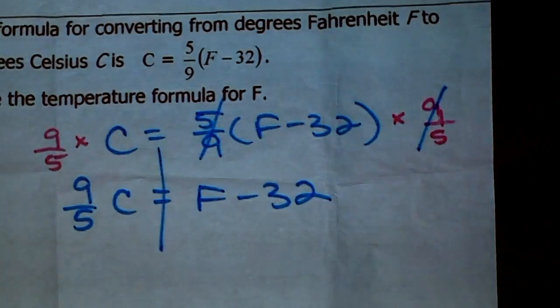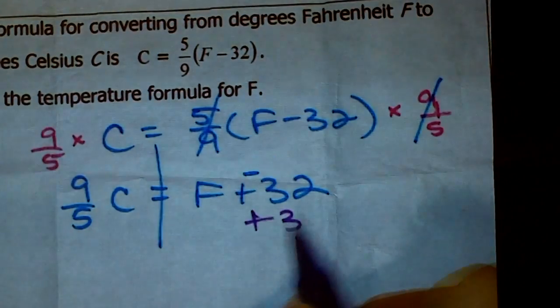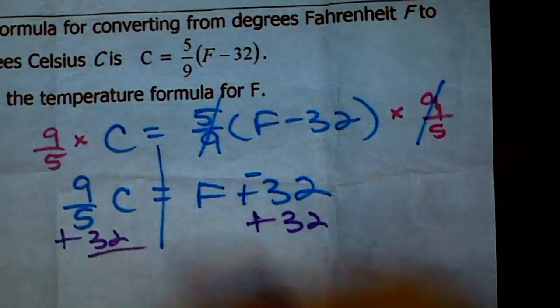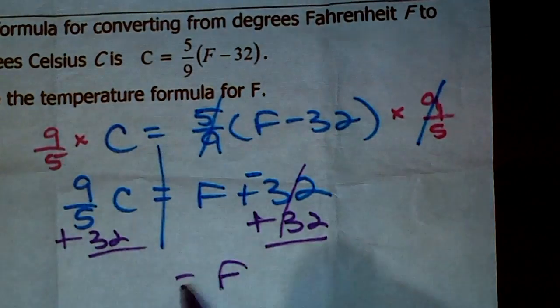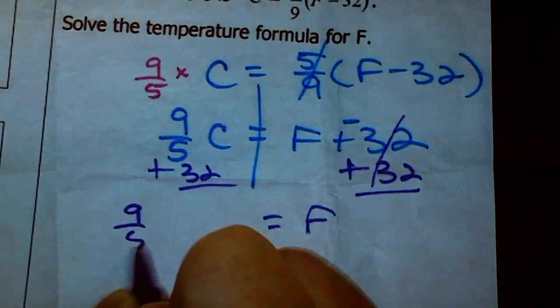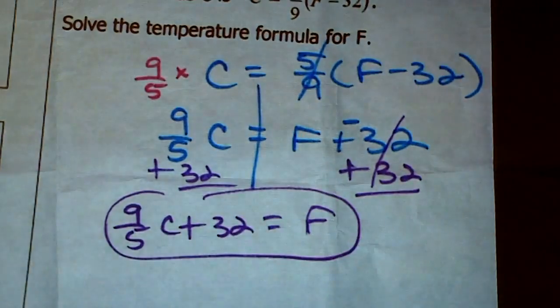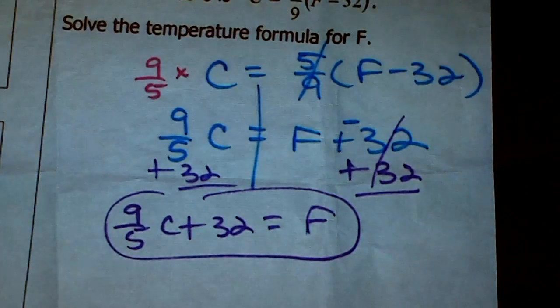Now I want F by itself, so this was F plus negative 32, I'll call it. So I just need to add 32, add 32. F is by itself, and over here I'm left with 9/5 C plus 32. Those are not like terms. They cannot be combined. That means we are done.